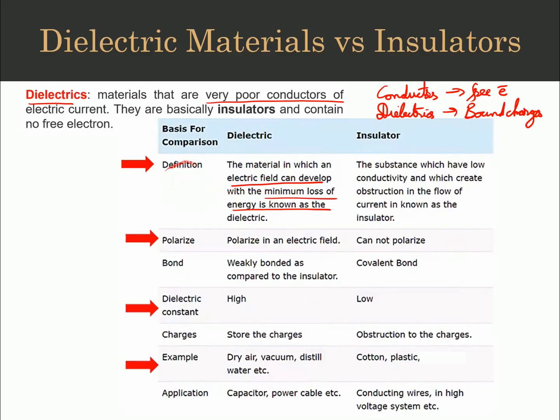Insulators are materials that have low conductivity and obstruction in their flow. If we have a material and the charges want to flow, they will face different obstructions. In dielectric materials, polarization means that we have formation of positive and negative poles inside the material itself, and an insulator does not form this polarization. In dielectrics the bonds are weak, so an external electric field can mobilize them, as compared to insulators that form covalent bonds. The dielectric constant value is very high for dielectrics, and for insulators it is low.